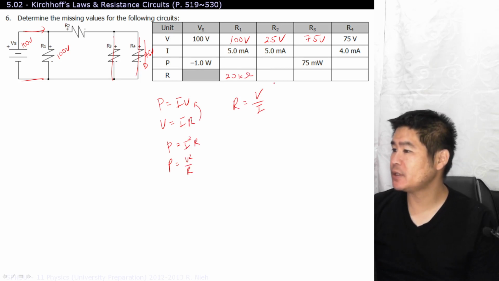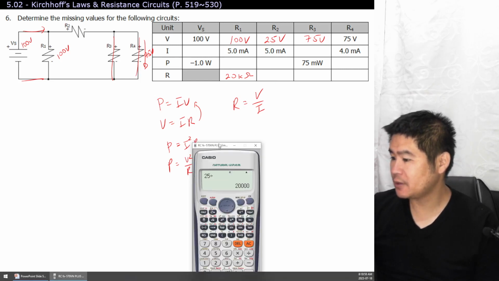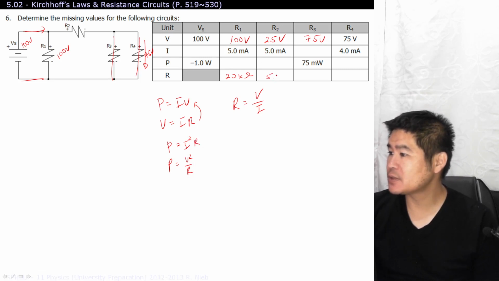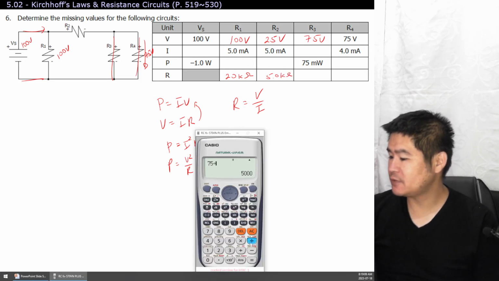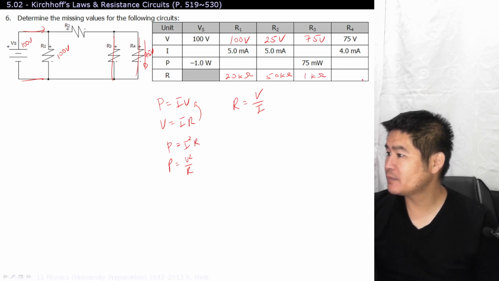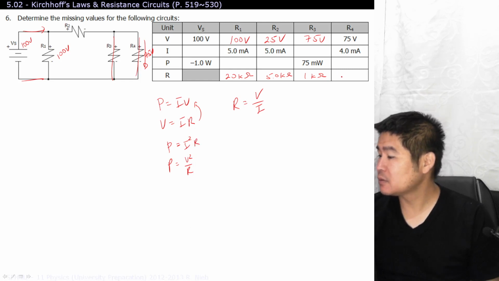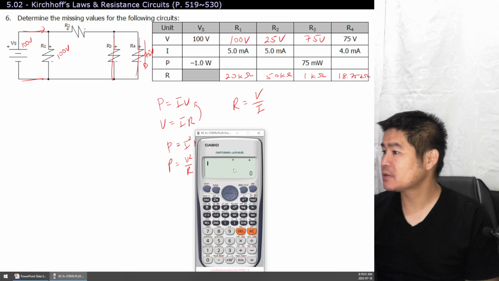You can rinse and repeat for this one here as well. So 25 divided by 0.005 gives you 5.0 kiloohms. 75 divided by 0.075 would give you 1 kiloohm, and the last one is 75 divided by 0.004, which gives you 18.75 kiloohms. That's a very weird number. Oh well, that's what I chose.